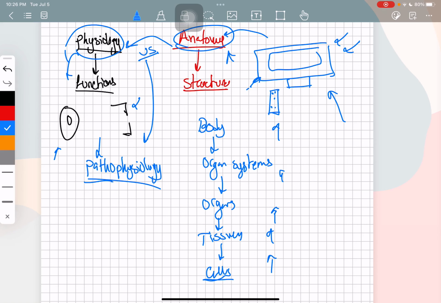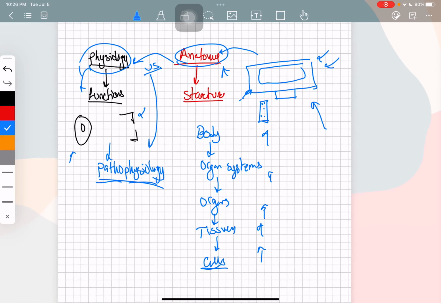So we have pathophysiology, the study of diseases and their functions, and how the function and process work. And there's just a little diagram of how the body progresses.